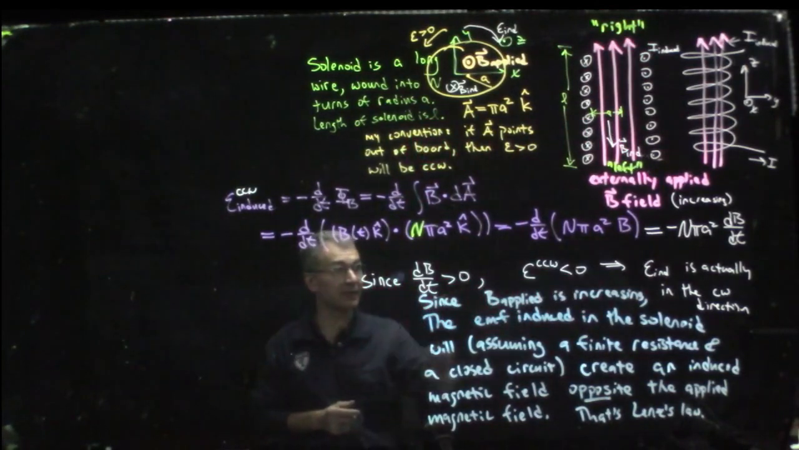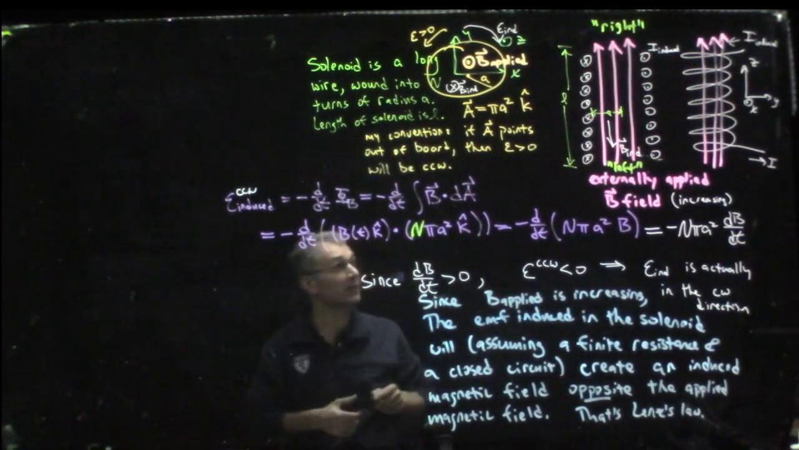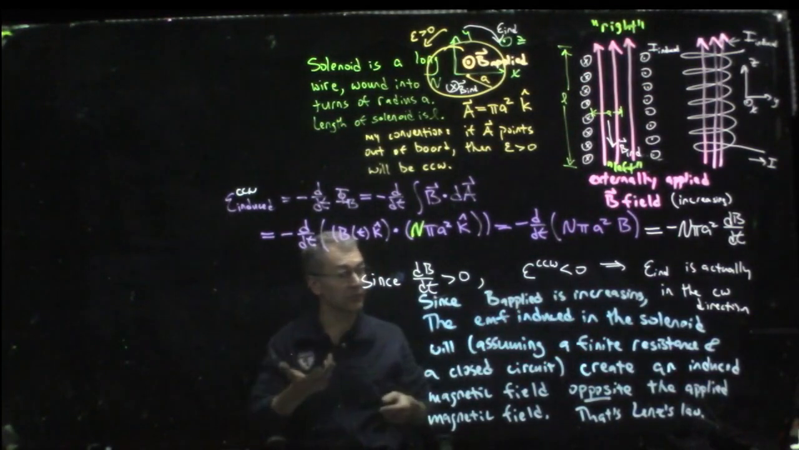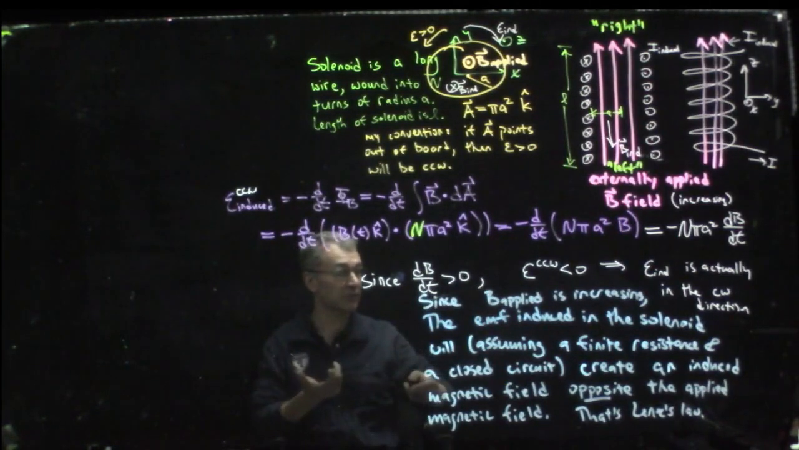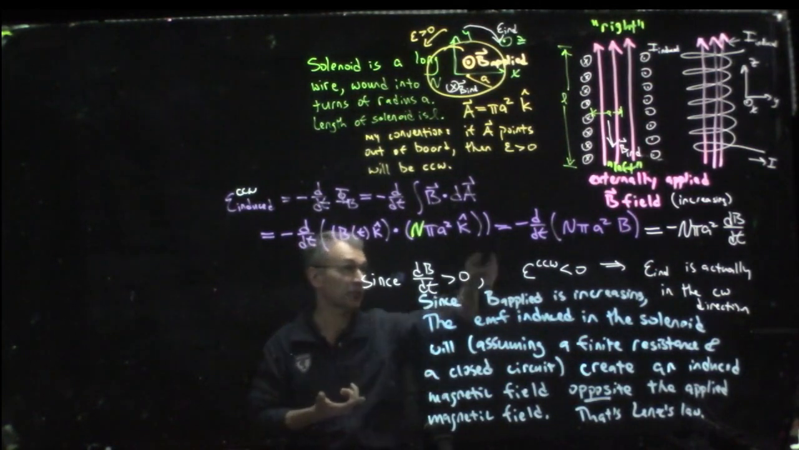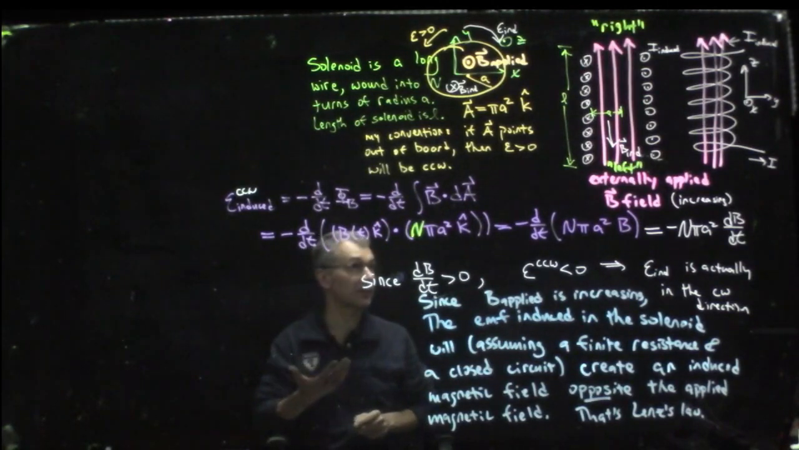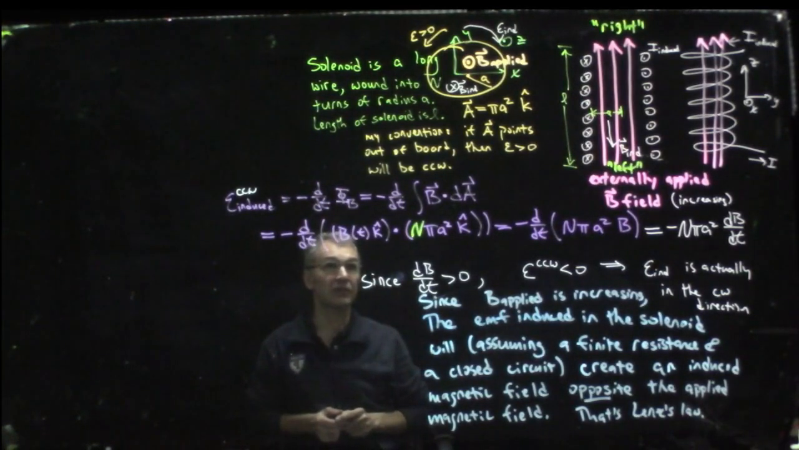So since the applied magnetic field is increasing and points to the right in the original problem or up in my drawing, the EMF induced in the solenoid will, assuming that there's some finite electrical resistance and that there's a closed circuit so current can actually flow, create an induced magnetic field which is opposite the applied magnetic field. So in my drawing, that means the induced magnetic field is down. In the original problem, it's to the left, opposing the applied magnetic field. So that's Lenz's law, saying that the result of an induced EMF is to oppose the change in magnetic flux.